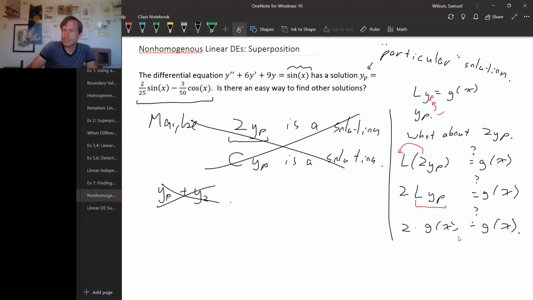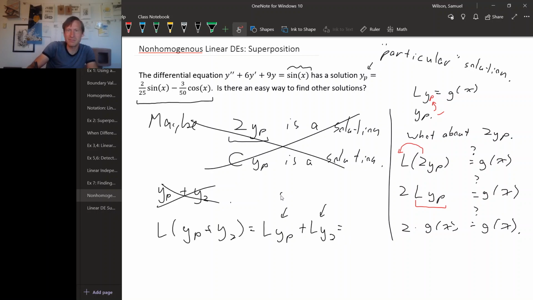So this shows you that for any non-homogeneous equation, if you have a solution and you multiply by 2, you're not going to get another solution. The same kind of thing happens if you try to add 2 solutions. So if you have 2 solutions, y sub p plus y sub 2, and you add them together, do you get another solution? Well, distribute the L. You get L applied to y of p plus L applied to y of 2. But if both of these are solutions, then both of these pieces have to be g of x. And when you add those together, you get 2g of x. But that's not equal to g of x. And so adding solutions doesn't give you a solution either.